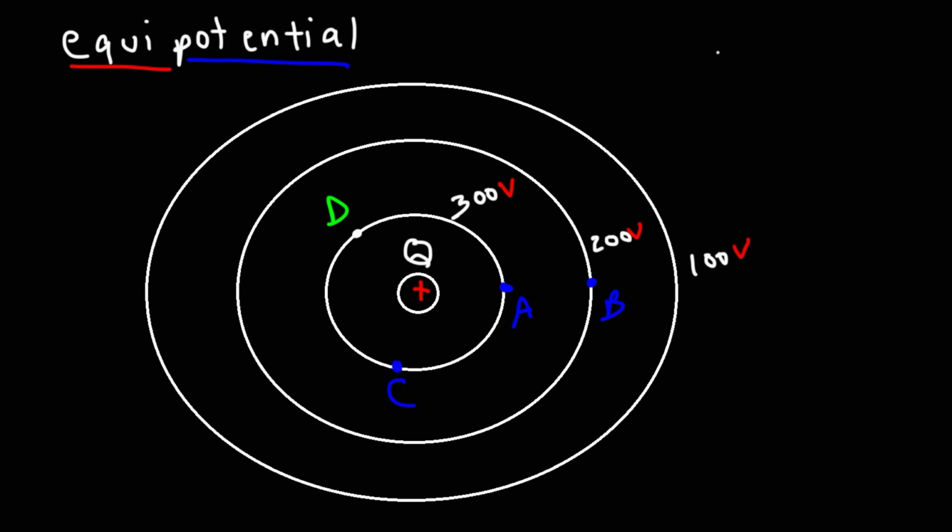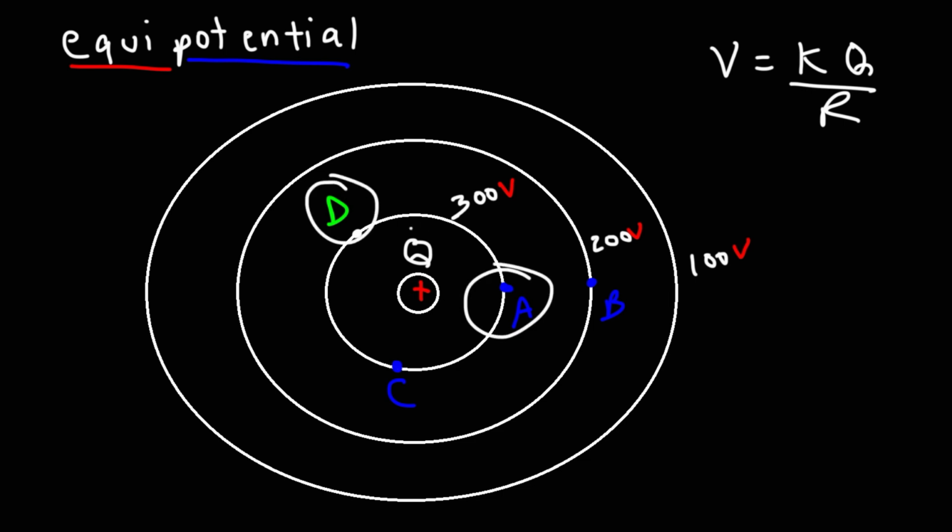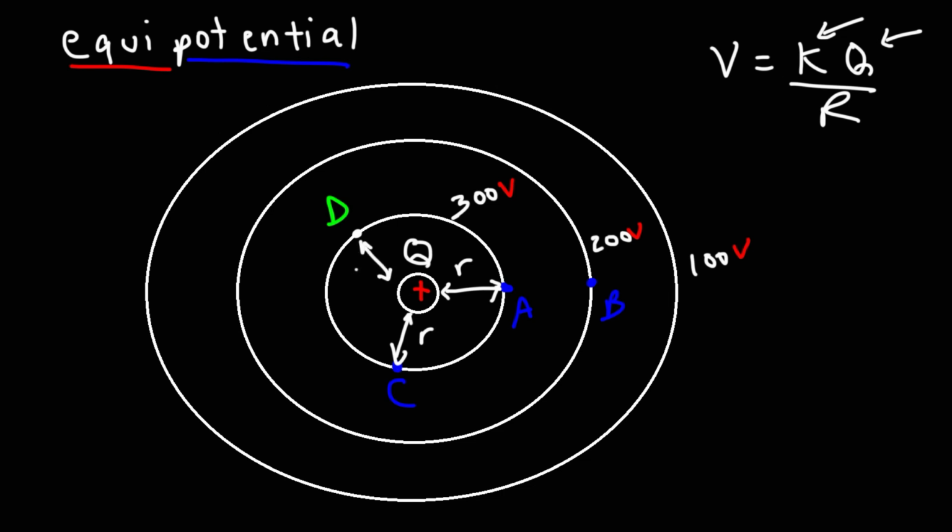Now let's understand why that's the case. Electric potential due to a point charge can be calculated using this equation. With respect to point A or point D, Q still has the same magnitude. So Q doesn't change. K, 9 times 10 to the 9, is a constant. That doesn't change. And here, what we have is a circle. The distance between the center of the circle and point A is the radius of the circle. The distance between Q and point C is also the radius. And the distance between point D and the center of Q is also R.